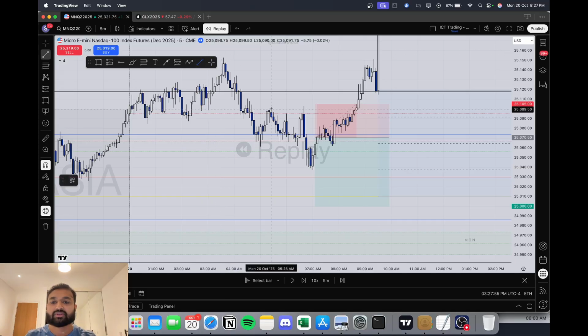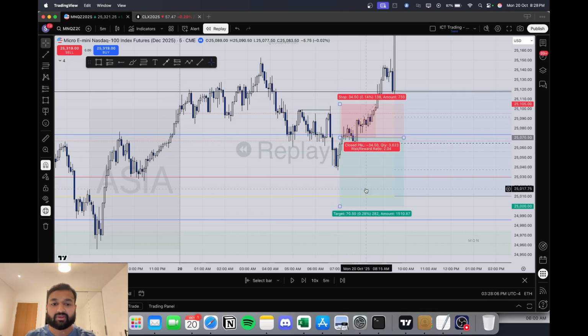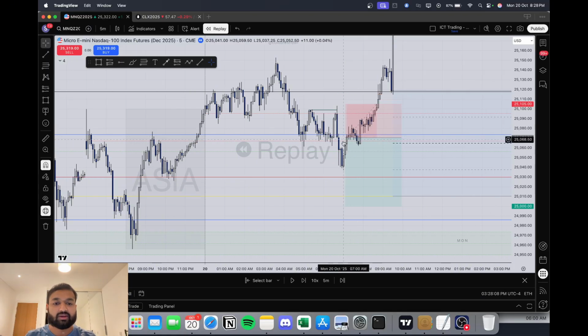So I'm trading the 2022 model, so I look for internal high sweep, breakdown, fair value gap, and then a retrace to enter, and then continuation. And I don't wait for confirmation here, I just wait for price to trade in, and that's my entry.